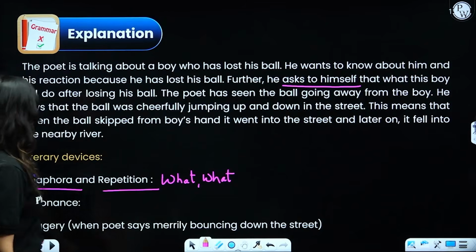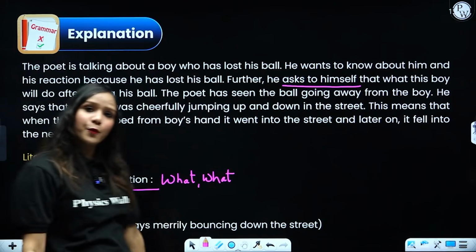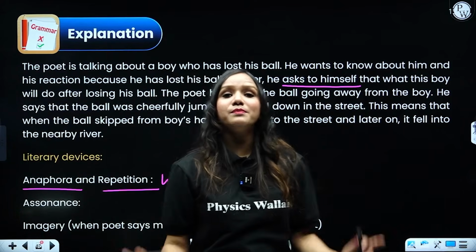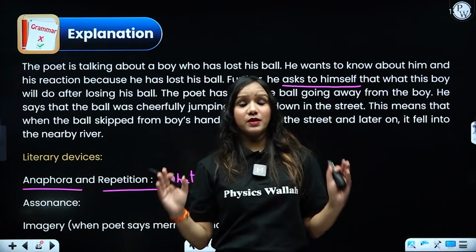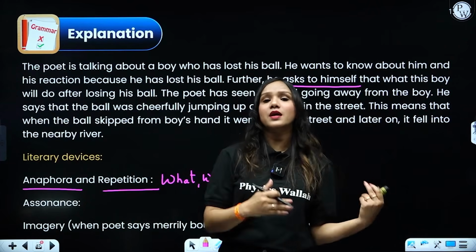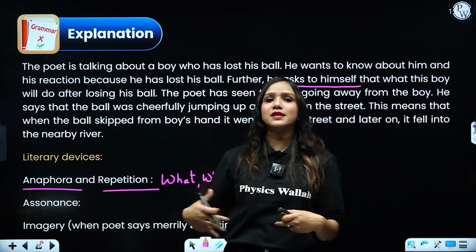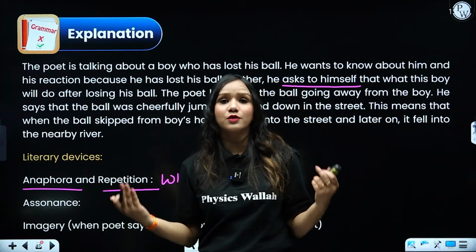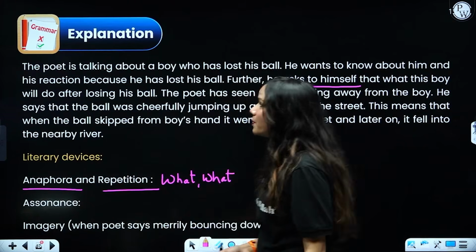Then we have imagery throughout the poem, because when you are able to create mental images in your mind, whenever you are able to visualize a scene in which there is a ball which is merrily bouncing down the street and then going into the water, and the boy is so shattered at the loss of his ball, definitely there is imagery in the poem, right?